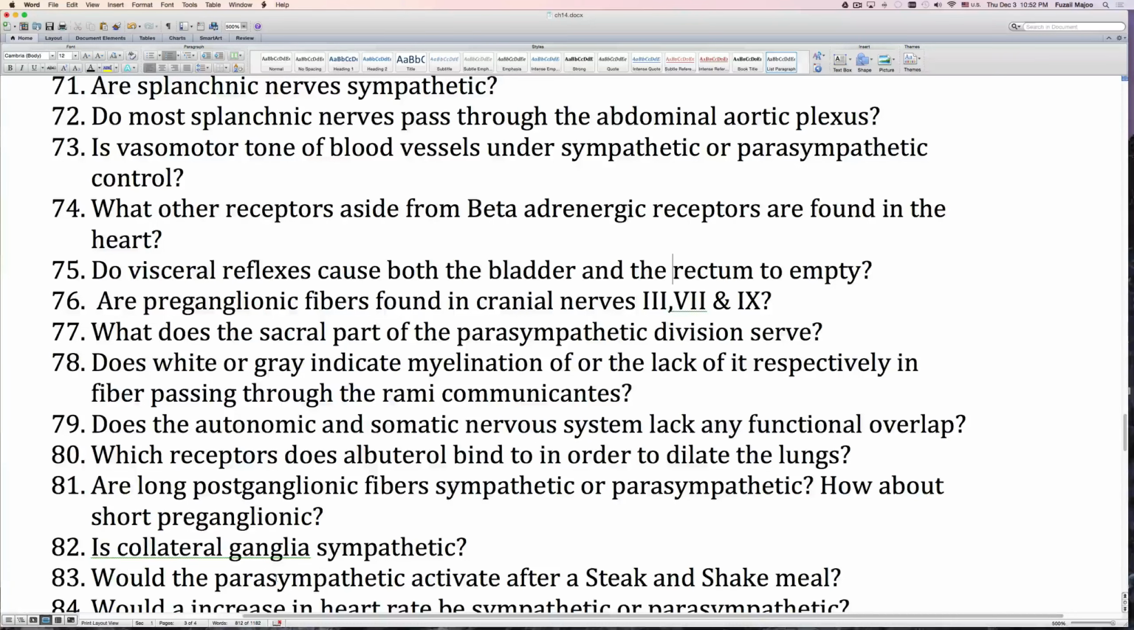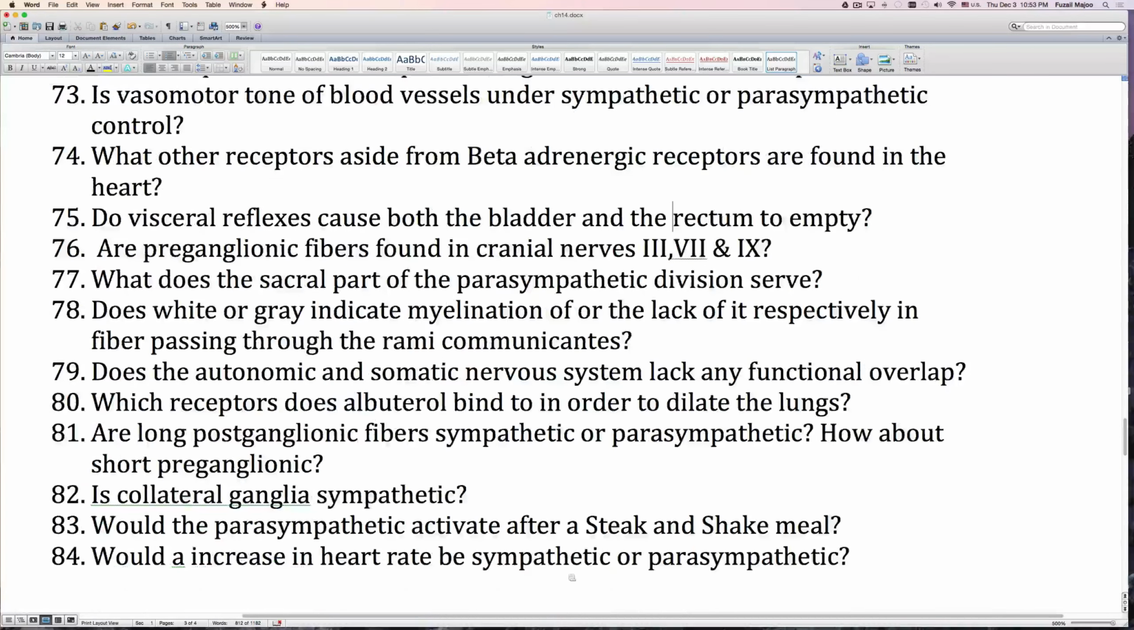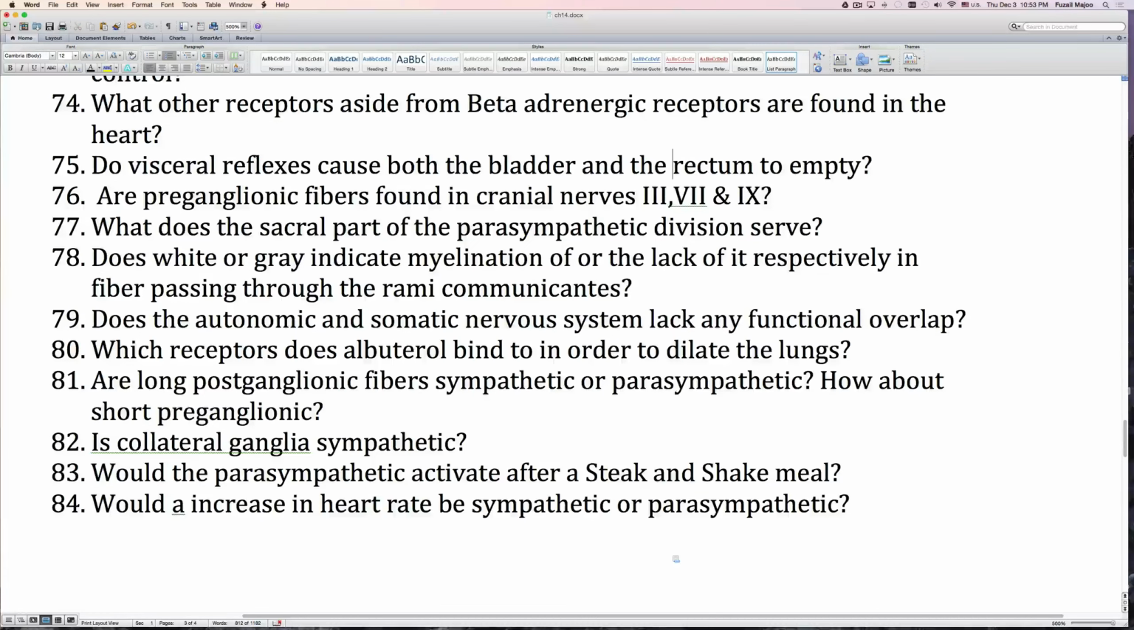Number 83. Would the parasympathetic division be activated after a steak and shake meal? Number 84. Would an increase in heart rate be sympathetic or parasympathetic?